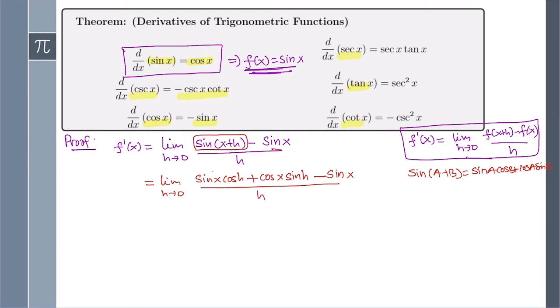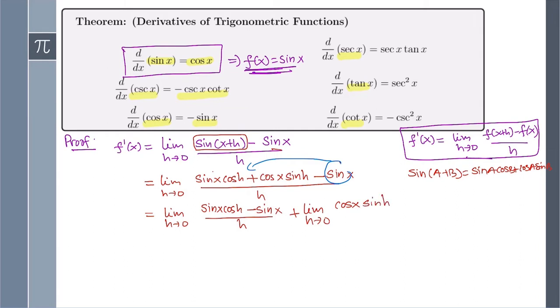Now we have sine x here and sine x here, so let's put them together so that we can factor something out. So that equals the limit as h approaches 0 of sine x cosine h minus sine x. So I put this one right here with this. Then let's split this fraction as well and write over h, and then plus, let's distribute that limit, and then write cosine x sine h over h.